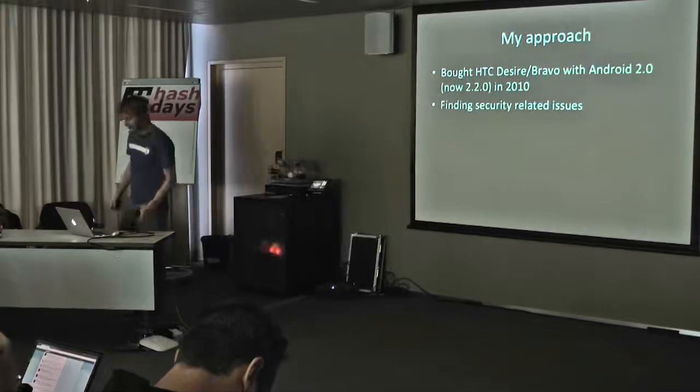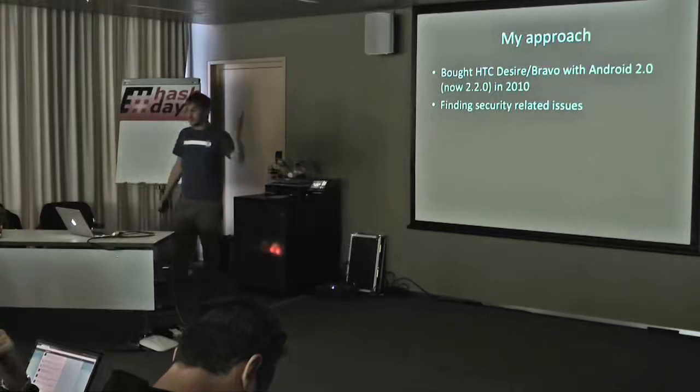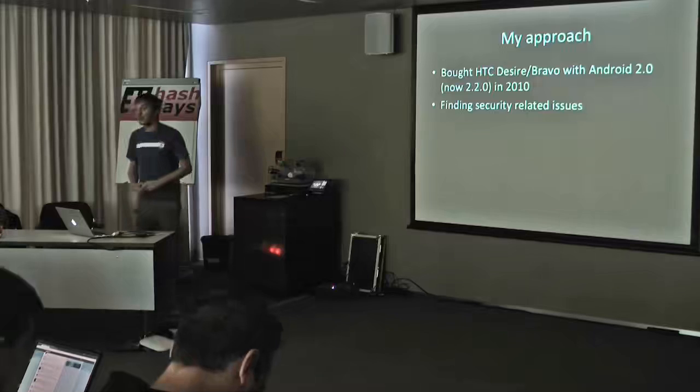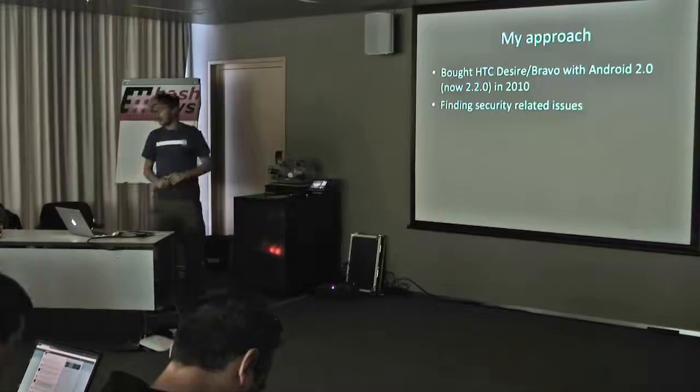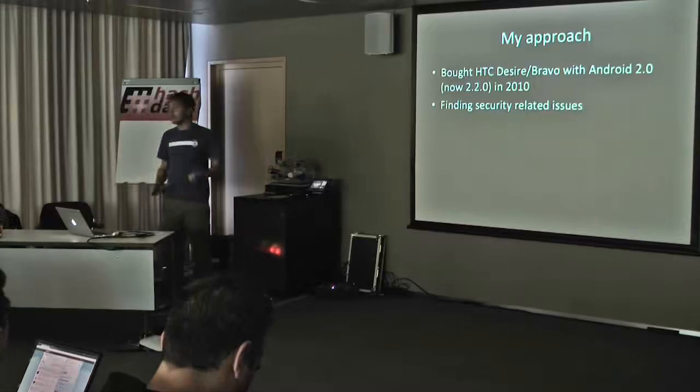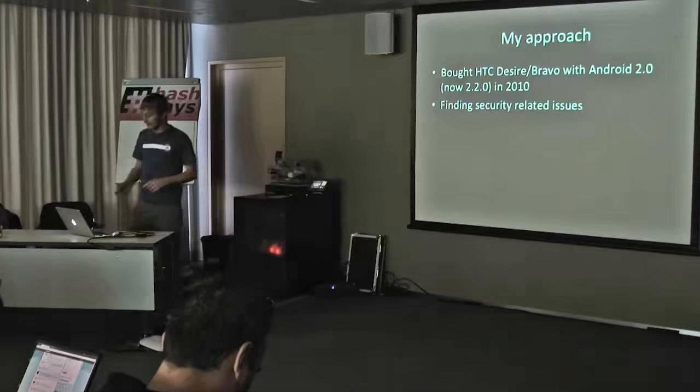So my approach basically was I bought the HTC Desire last year. It was on Android 2.0. It's now updated to 2.2. And my approach was, of course, finding security-related issues, because I'm a pen tester, so obviously that's what I'm looking for.